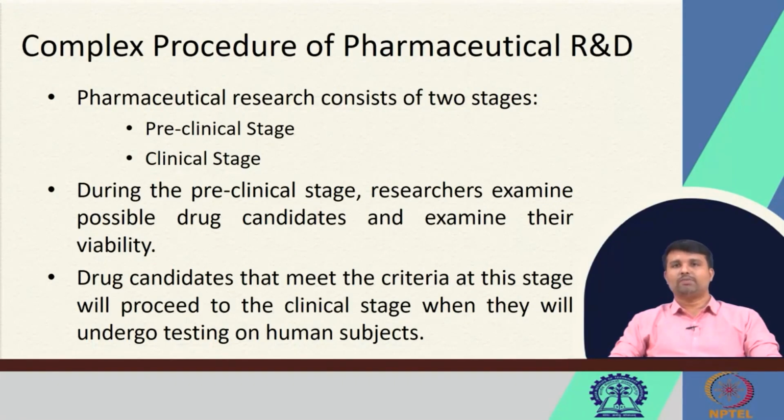Complex procedure of pharmaceutical R&D is another concern. Pharmaceutical research consists of several stages. The two important stages are the preclinical stage and the clinical stage. During the preclinical stage, researchers examine possible drug candidates and examine their viability. The drug candidates that meet the criteria at this stage will proceed to the clinical stage, when they will undergo testing on human subjects.